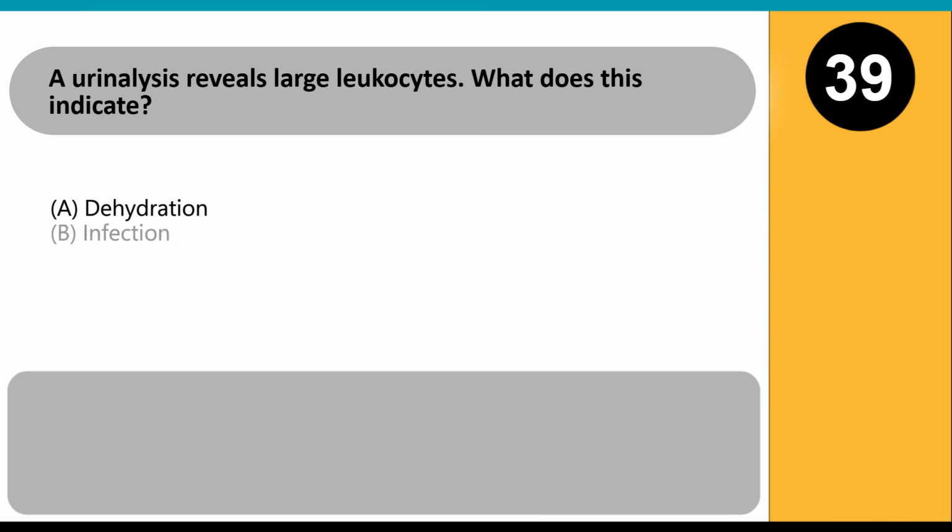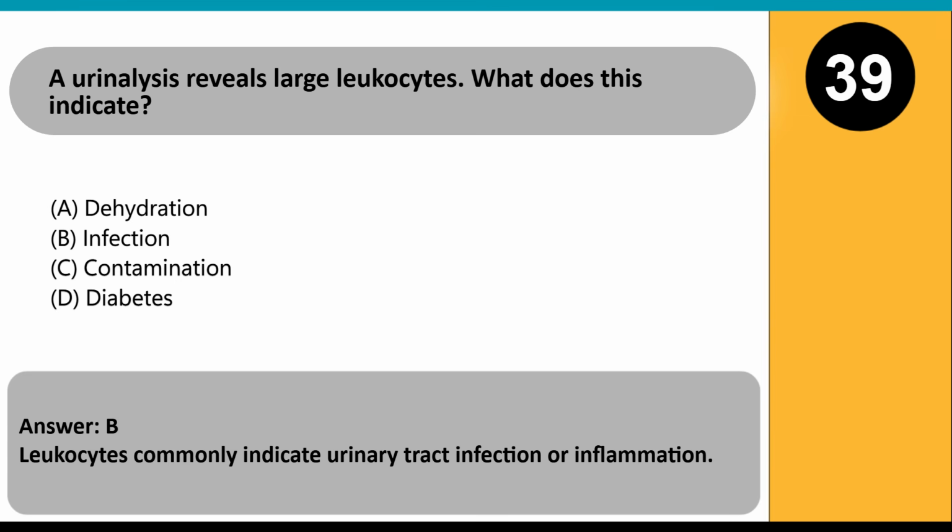A urinalysis reveals large leukocytes. What does this indicate? A. Dehydration. B. Infection. C. Contamination. D. Diabetes. Answer: B. Leukocytes commonly indicate urinary tract infection or inflammation.